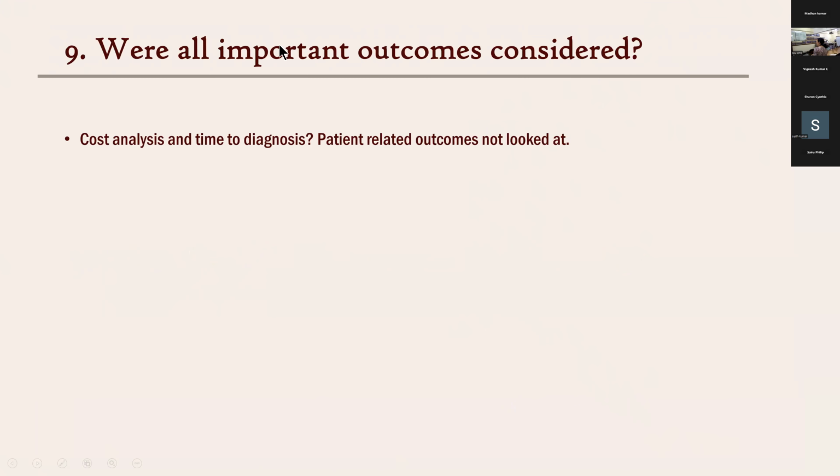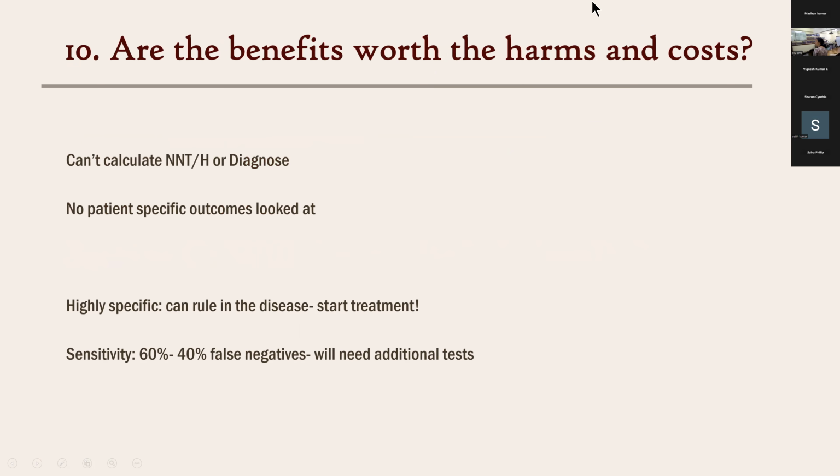So, were all important outcomes considered? They didn't specifically look at patient outcomes. They didn't look at the cost analysis. They've not done a time to diagnosis. So yes, it takes only 90 minutes, but it's not like our expert is coming back in 90 minutes. It still takes 3 days for that result to come. So patient-related outcomes were not looked at. And often in a diagnostic study, that's something that is not easy to look at and people don't look at.